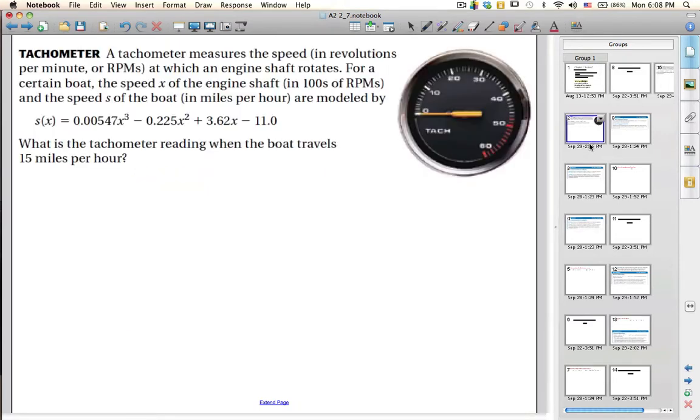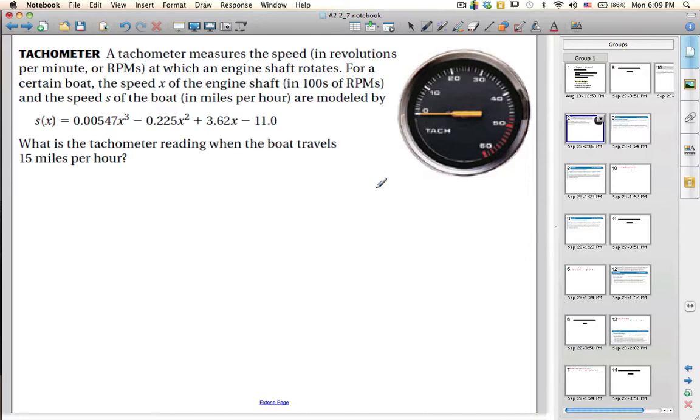Now, we would use these skills to solve problems. We have here a problem where I've got a tachometer in a boat. So a tachometer measures the speed in RPMs, or revolutions per minute, at which an engine shaft is rotating. So it's really a measure of how hard your engine is working. If you drive a manual transmission vehicle, you normally would have a tachometer, and it would tell you how fast the engine is running, and that also tells you when to shift gears.